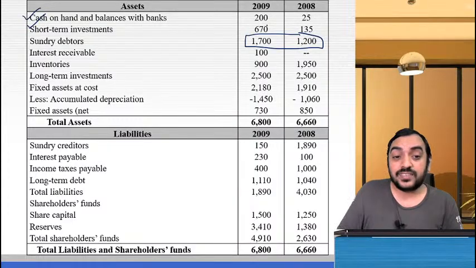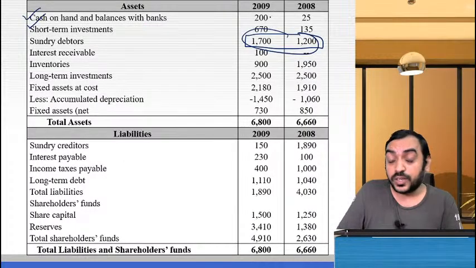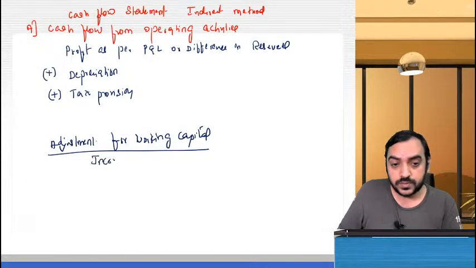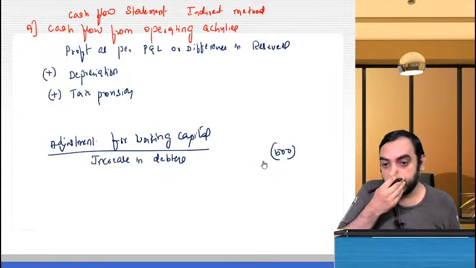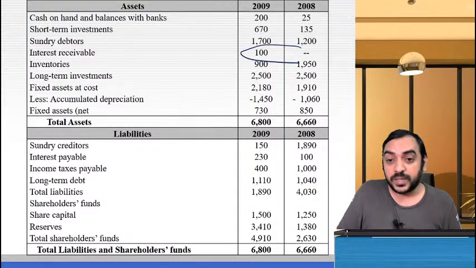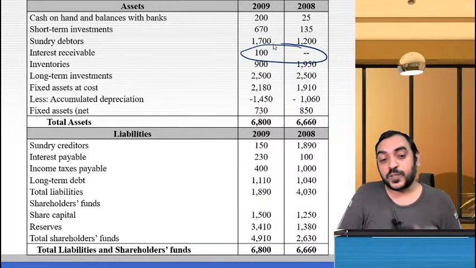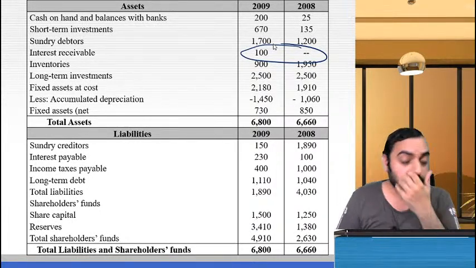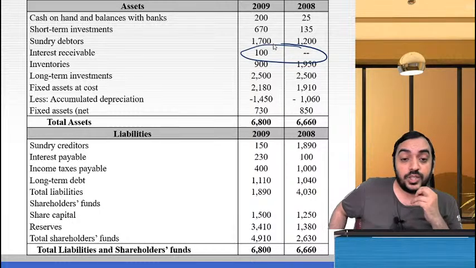Now debtors increased. When debtors increase, cash balance reduces. So increase in debtors, remember, increase. Right to left, don't read left to right. 1200 becoming 1700. So increase in debtors is 500, within brackets. Interest receivable: 0 has become 100. Can you tell me plus or minus? What do you think? Should I do minus or plus?